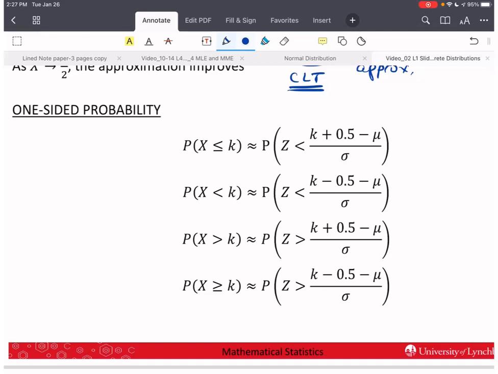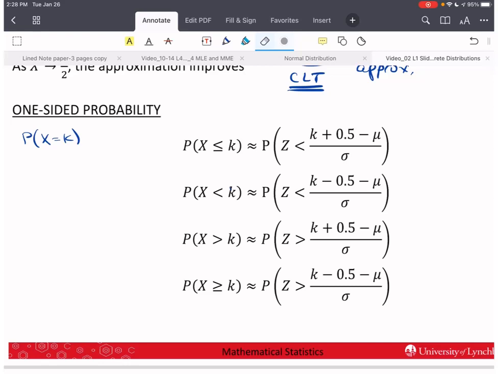So up to now, I've been giving you x is equal to k. Now I want less than or equal to k, less than k, greater than k, greater than or equal to k. And so we have to be very careful with our continuity correction. We've been doing the easy part so far. Now it becomes a little more tricky. So you have to be very careful. I've given you the 4 formulas. Please add them to your formula sheet.